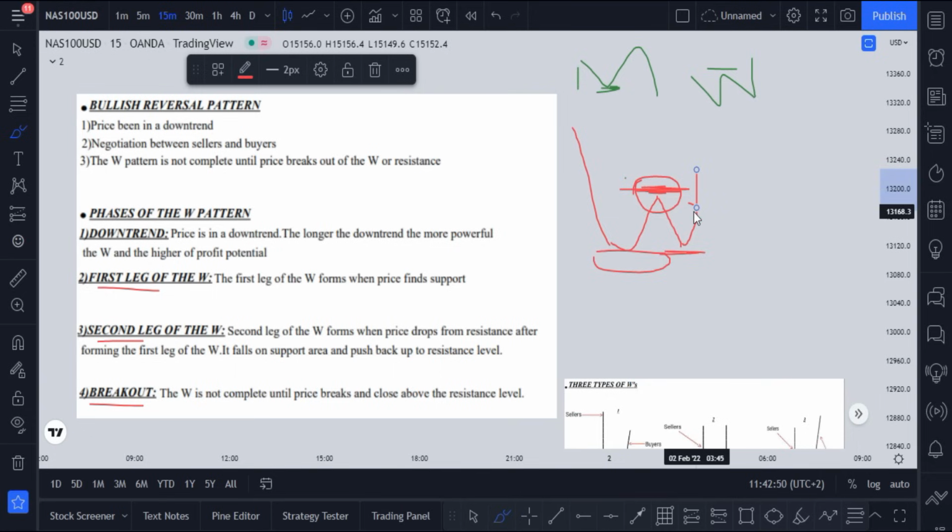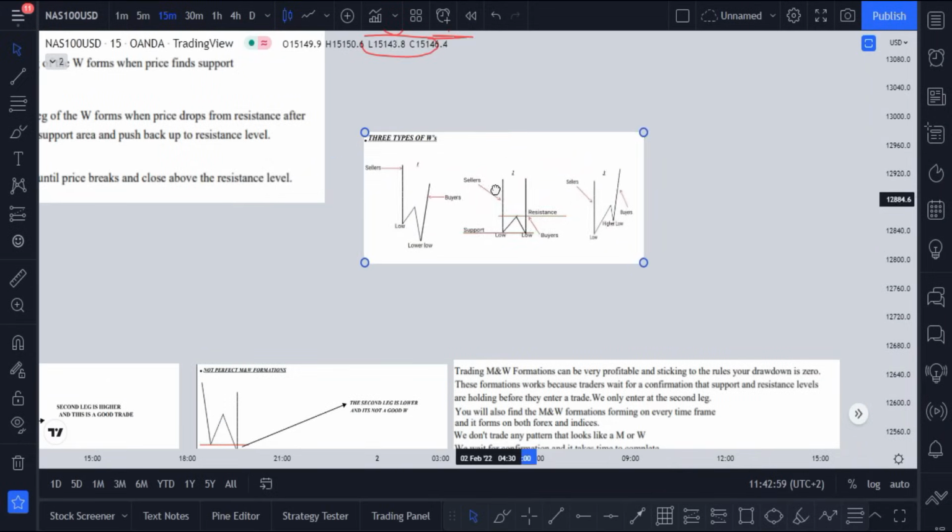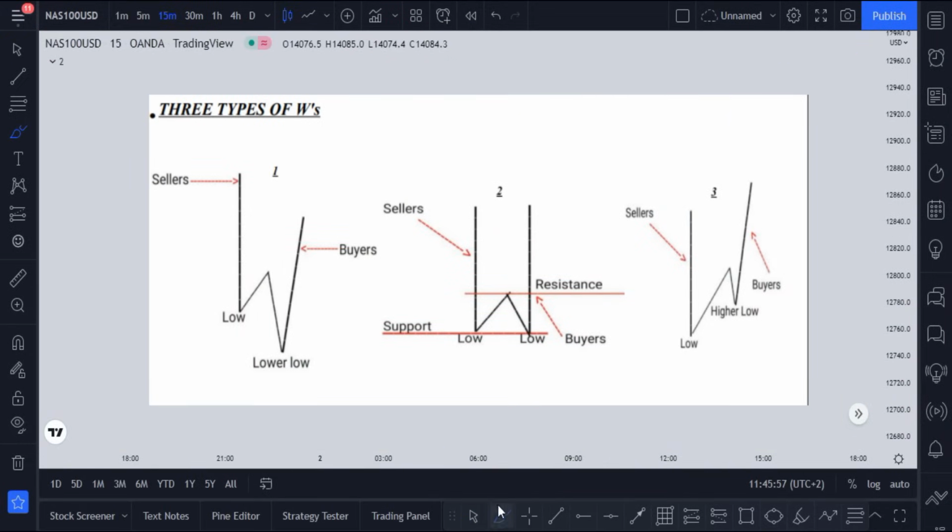So just like with the M formation, we also have 3 different types of the W formation. So we're just gonna take a look at those 3 different types of the W formation, right? All right, so now let's take a look at the 3 types of the W formation.